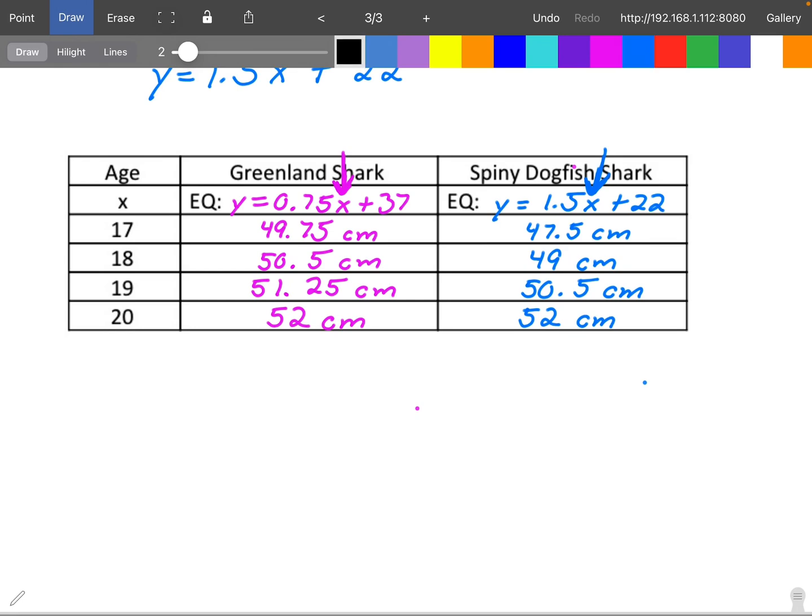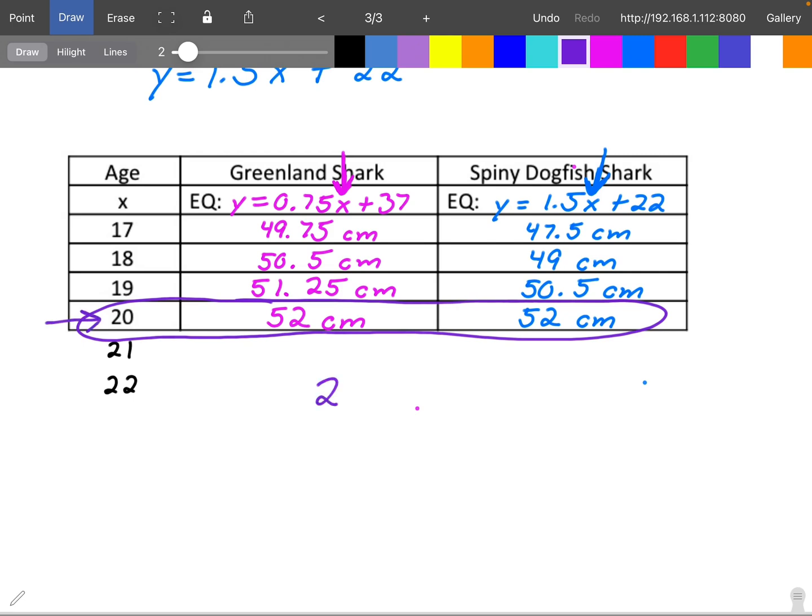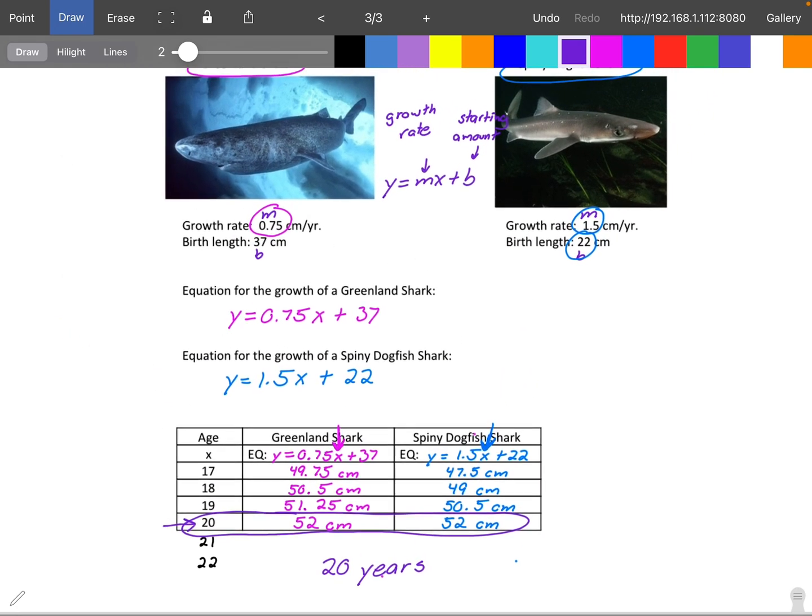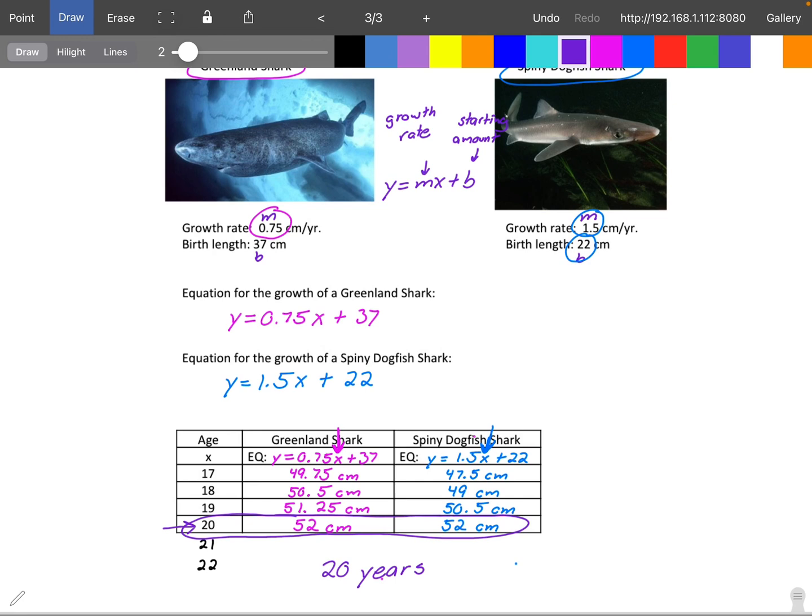Now, if that hadn't been the same, then we would continue on, and we would do 21 next. Then if that wasn't the same, then we would do 22. And we would keep going until we found one that both equations came out with the same number. So because both equations come out to the same answer at 20 years, that means that it takes 20 years for those sharks to be the same length. Alrighty, so that is how we will write equations and then use that to solve a real world type problem.